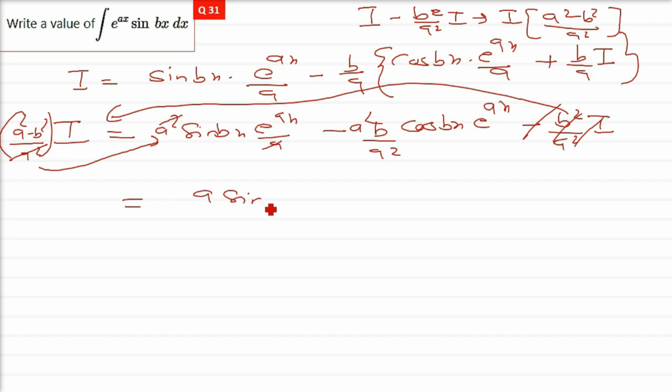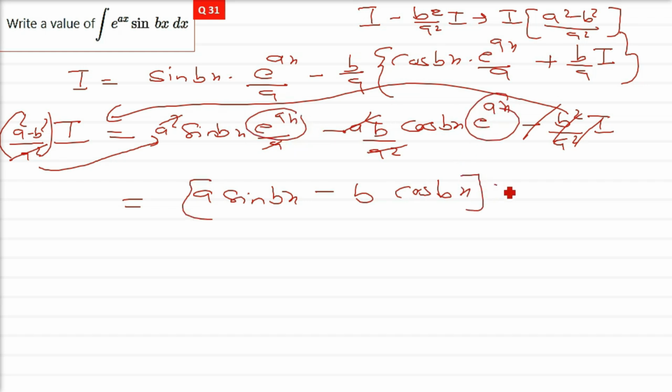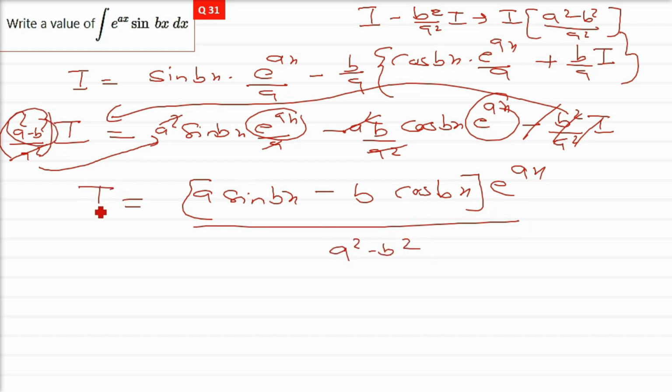So multiply this a square here. So a square gets cancelled from the second term, a and a square gets cancelled for the first term, and e raise ax you can take common. So a sin bx minus b cos bx e raise ax by a square minus b square I equals to this one. This is your final result.